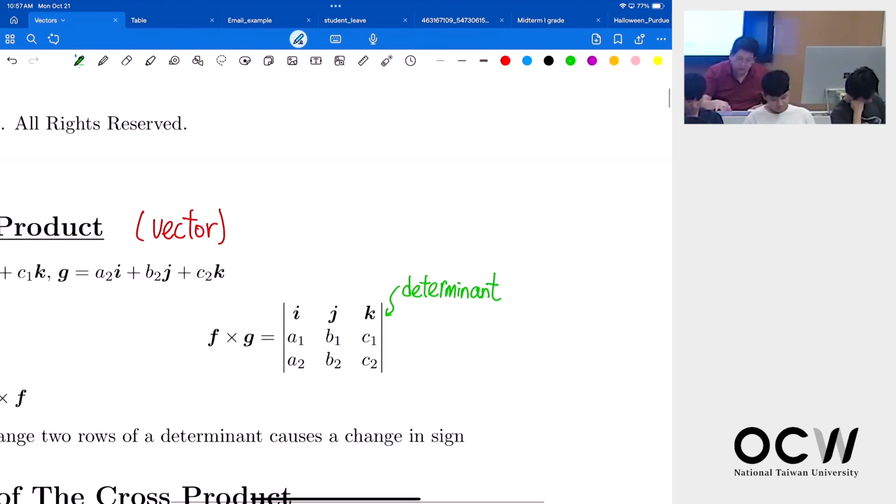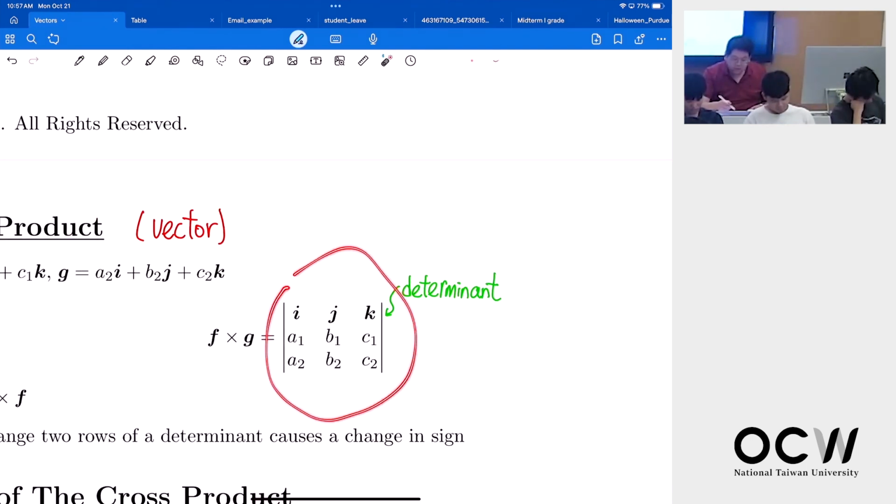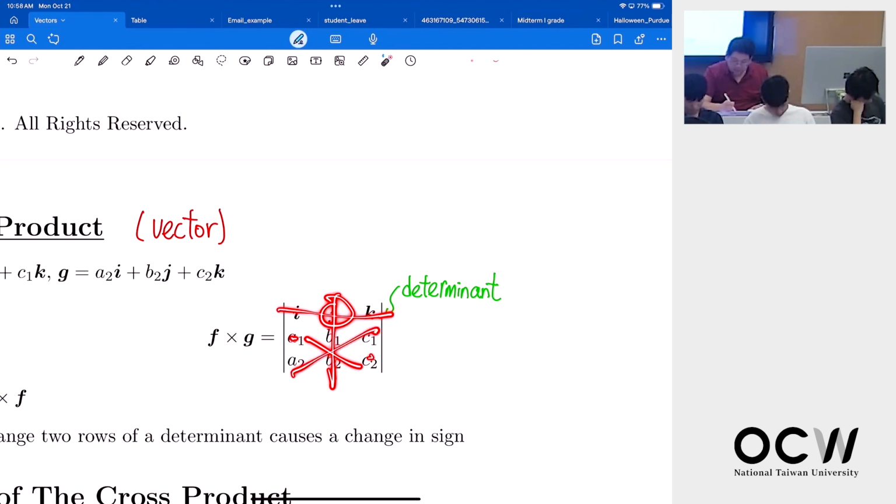Okay, and you should know how to calculate this determinant, right? Choose one row and one vector. Do the decomposition. Like here, I have i times the determinant, j times the determinant with the negative sign, and then k times the determinant, same sign.